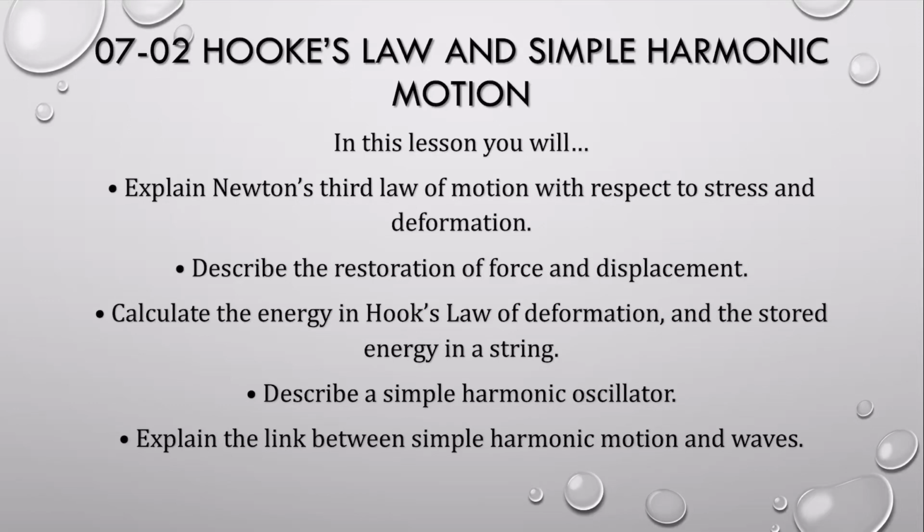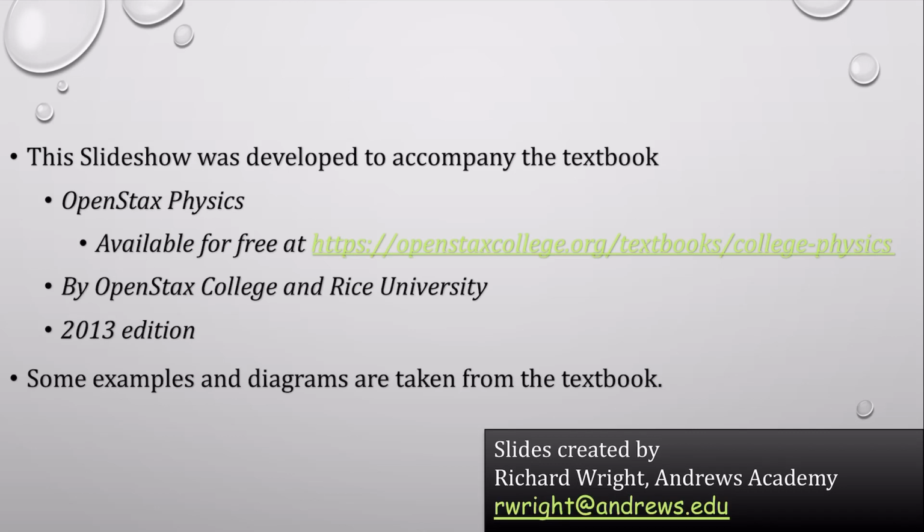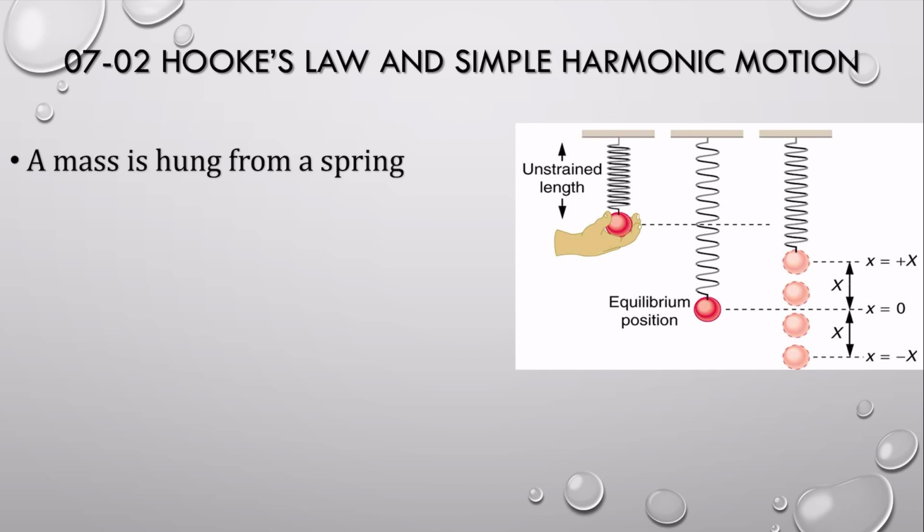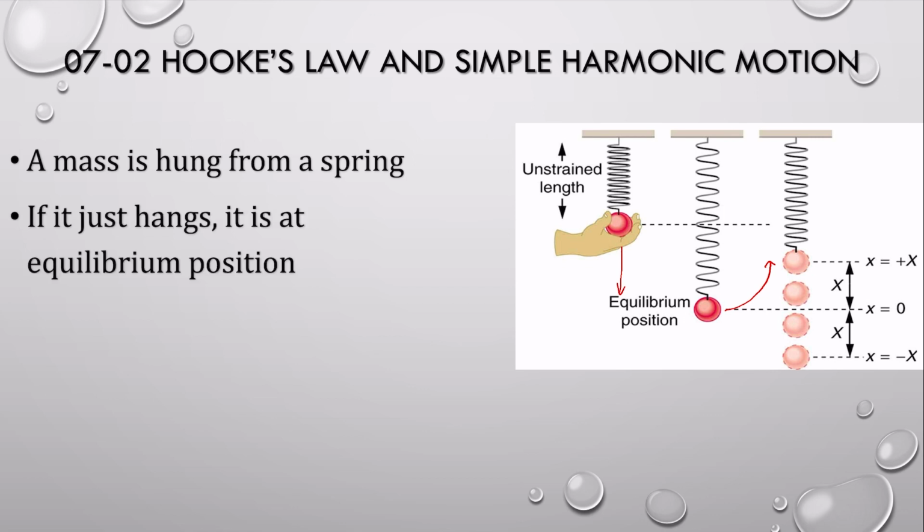Lesson 7-2, Hooke's Law and Simple Harmonic Motion. Consider a mass hung from a spring. You have it there, and then you let it go, and the mass pulls it down. But then the spring pulls it back up, and it goes up and down and up and down.